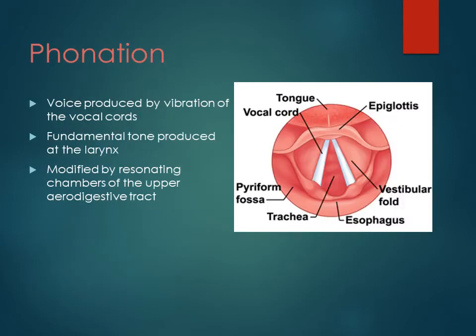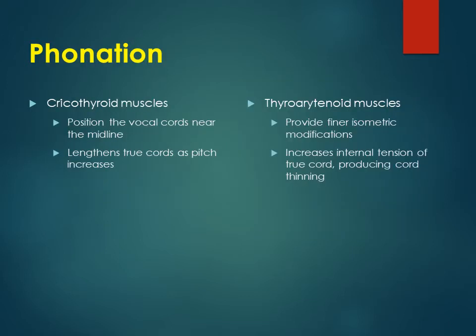For phonation, the voice is produced by vibration of the vocal folds. The tone of the voice is mainly produced by the larynx, and it's modified by the resonating chambers in the upper airway tract. In phonation, the cricothyroid muscle lengthens the true vocal folds, so this acts by increasing the pitch.